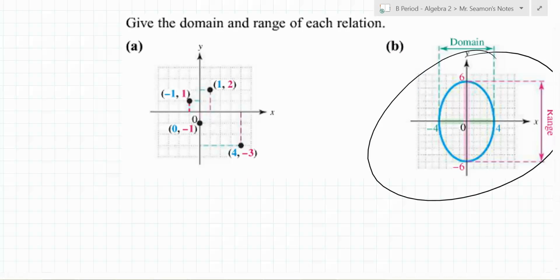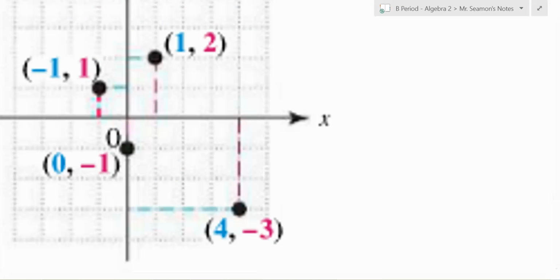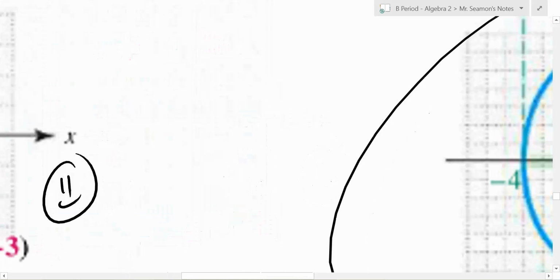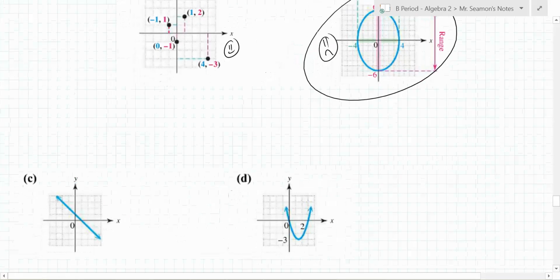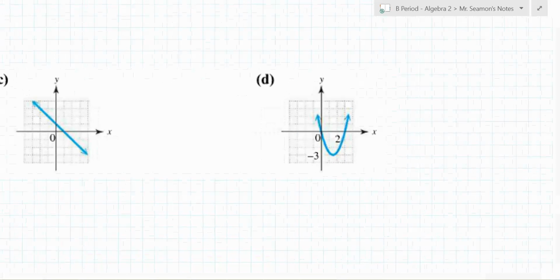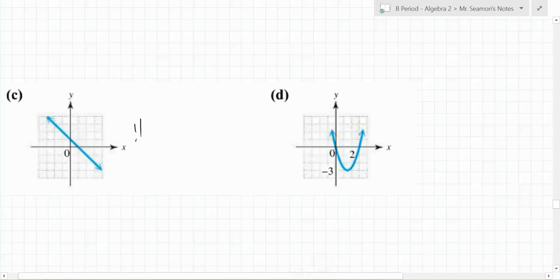What about here? Is this a function? Yeah, it is. Are there any vertical lines that I can draw that pass through more than one of them? Nope. So this is okay. And this one is not okay. I'm not making value judgments here. What about C and D? Is C a function? Sure is. What about D?